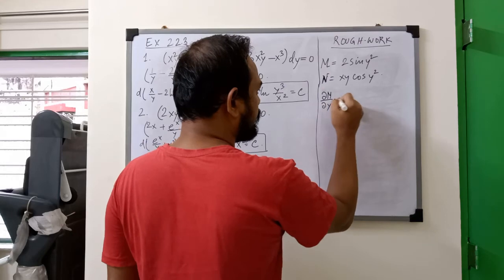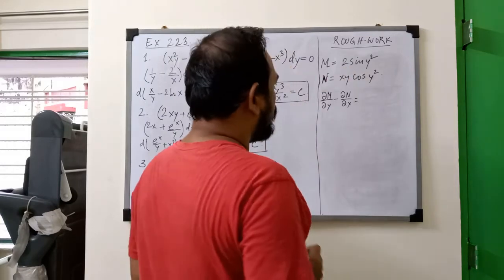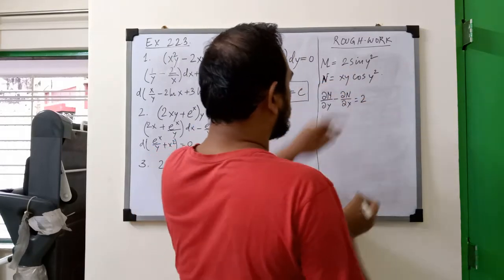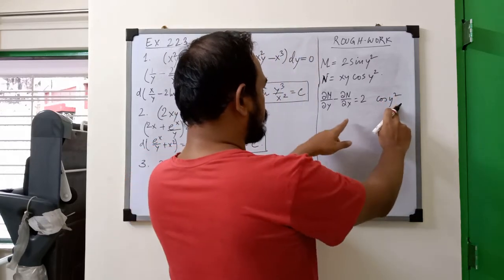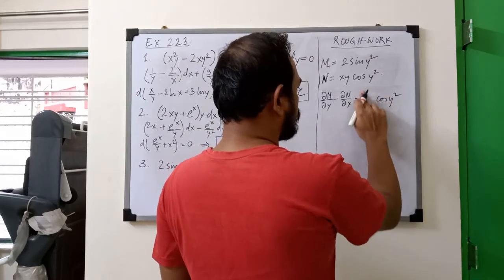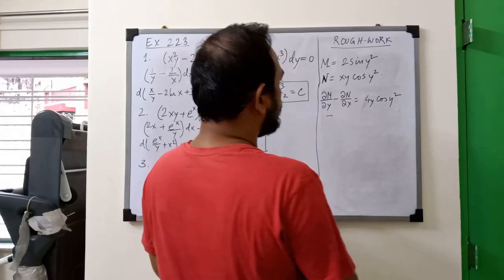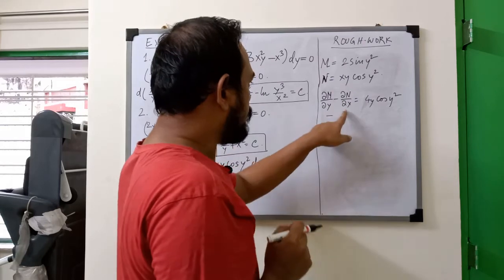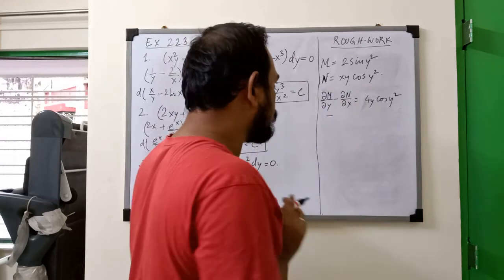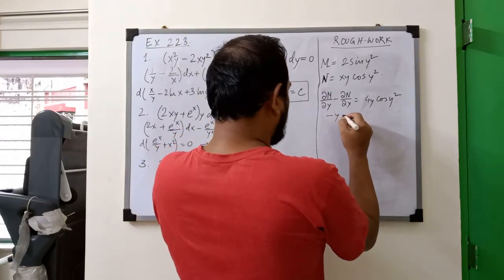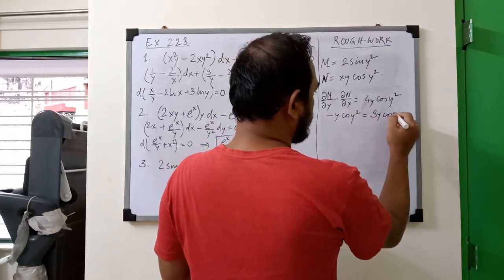del M del y minus del N del x. Well, differentiating this with respect to y, the 2 remains here, that's a constant. This gets me a cosine y squared, and then the differentiation of y squared is a 2y, so the 2 becomes 4 and a y over there. And minus, for this one with respect to x, you see the whole of the expression in y is constant, because you're differentiating partially with respect to x, so that's just minus y cosine y squared, and that's just 3y cosine y squared.